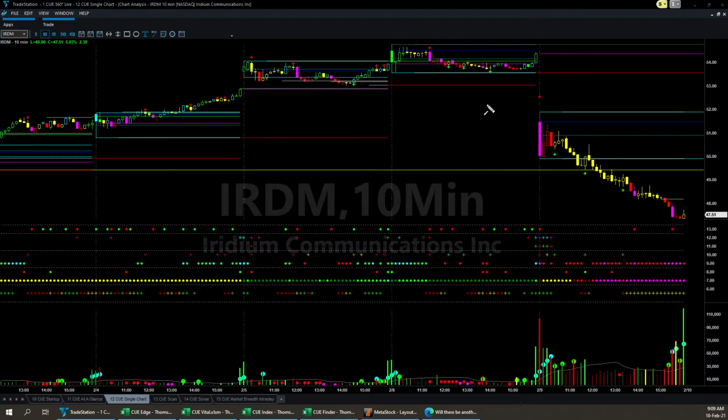Here it is. Yesterday IRDM opened with a gap down. Actually, more than that. Large gap down. Opened here. Previous day's close was here. So this was a large gap down. Then early range high, early range low formed.